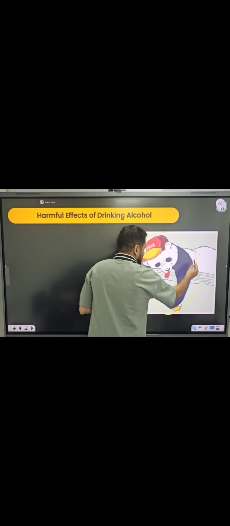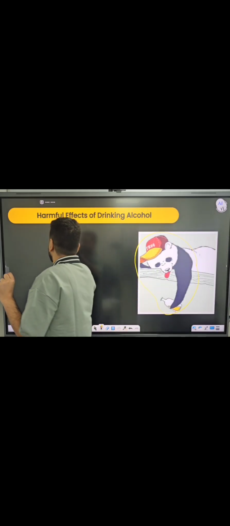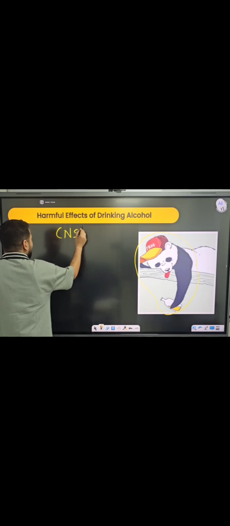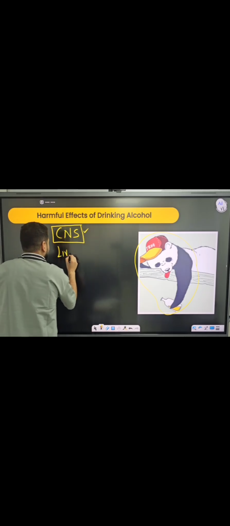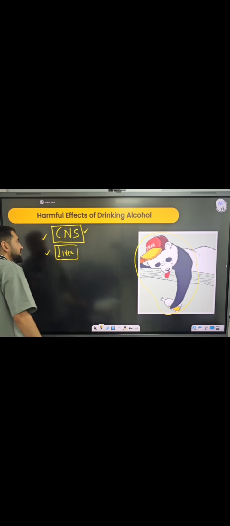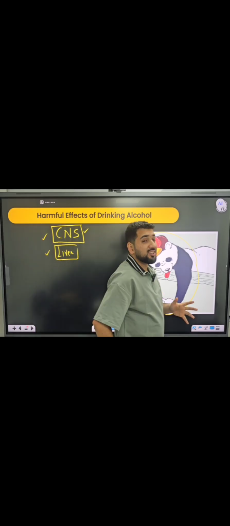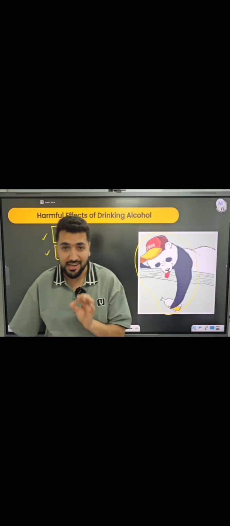Done. Now look here, harmful effects of drinking alcohol. He drank the alcohol and now he is sleeping somewhere on the road. So we know that alcohol affects our central nervous system. At the same time, it can affect our liver. That's why drinking much alcohol is not good for human health, and a person should avoid drinking alcohol. It's not a good habit at all. So these few points you can write in your examination.